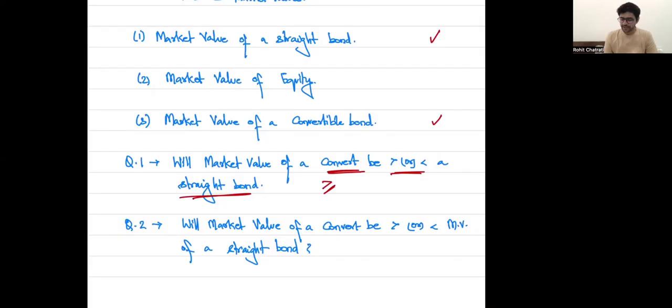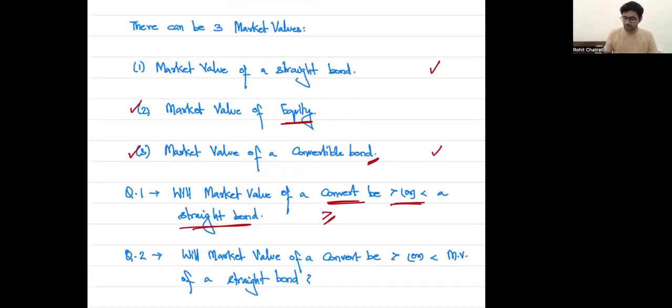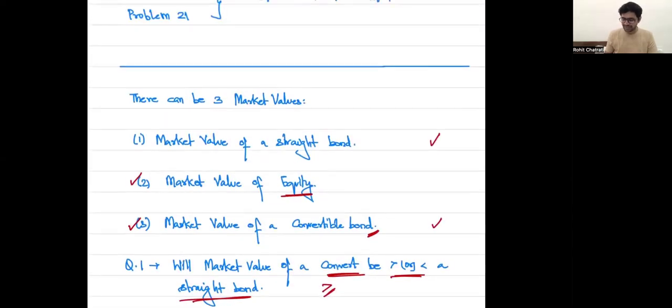All right, now let's compare the market value of equity with the market value of convertible bond. When I'm saying market value of equity, what I'm actually taking is the number of shares that we receive upon conversion, which is 20 shares multiplied by the current market price, and I'm comparing that market value with the market value of a convertible bond. Will the market value of a convertible bond be greater than, or will it be less than the market value of equity? That is the question.